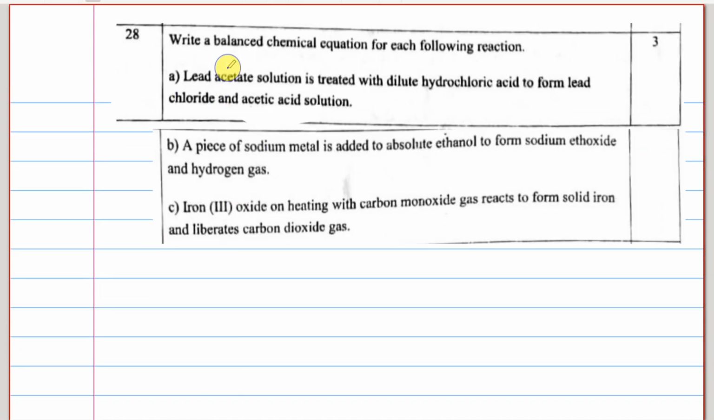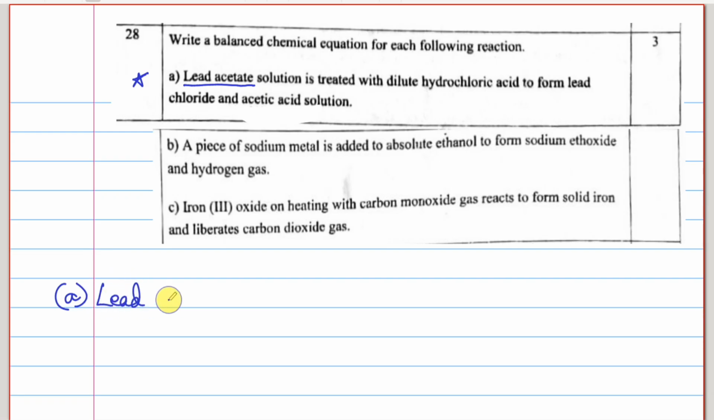Question 28. Write a balanced chemical equation for each of the following reactions. Lead acetate solution is treated with dilute hydrochloric acid to form lead chloride and acetic acid solution. So you might face some problems in this reaction because it involves lead acetate, and we have never used lead acetate anywhere. So okay, still we might try to tackle it. Let us just try to tackle this reaction for now.